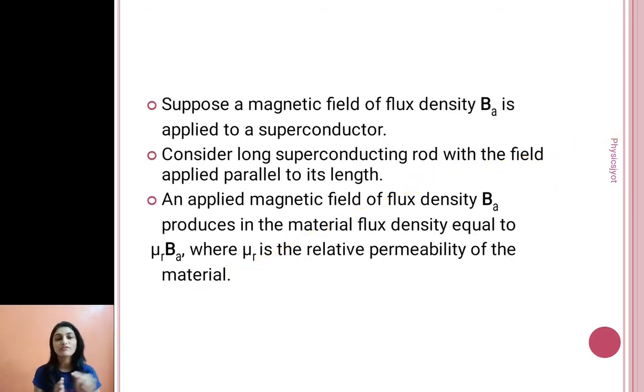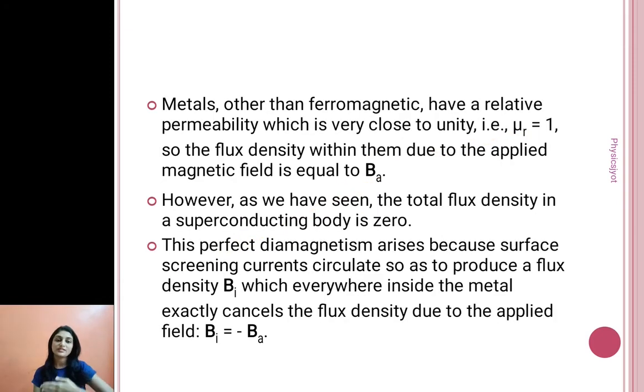Suppose a magnetic field of flux density Ba is applied to a superconducting rod, with the field applied parallel to its length. An applied magnetic field of flux density Ba produces in the material a flux density equal to mu r into Ba, where mu r is the relative permeability of the material. Metals other than ferromagnetic ones have a relative permeability very close to 1, so you can take mu r equals 1. So the flux density within them due to the applied field is equal to Ba.